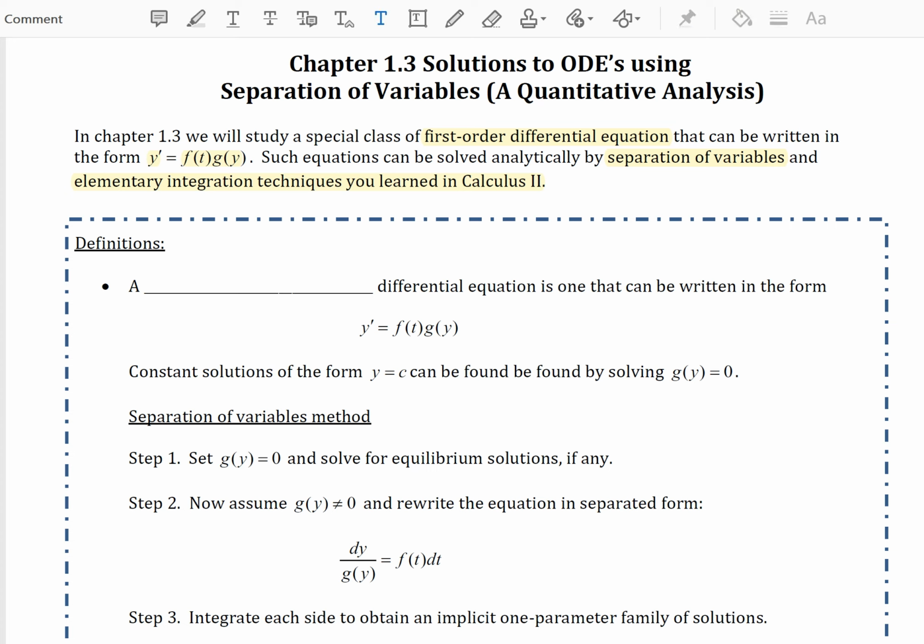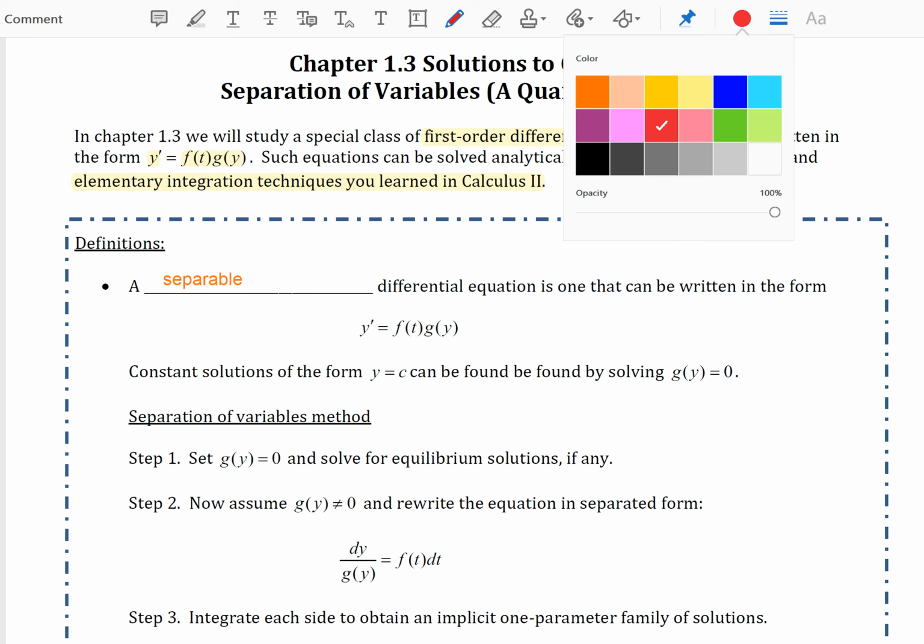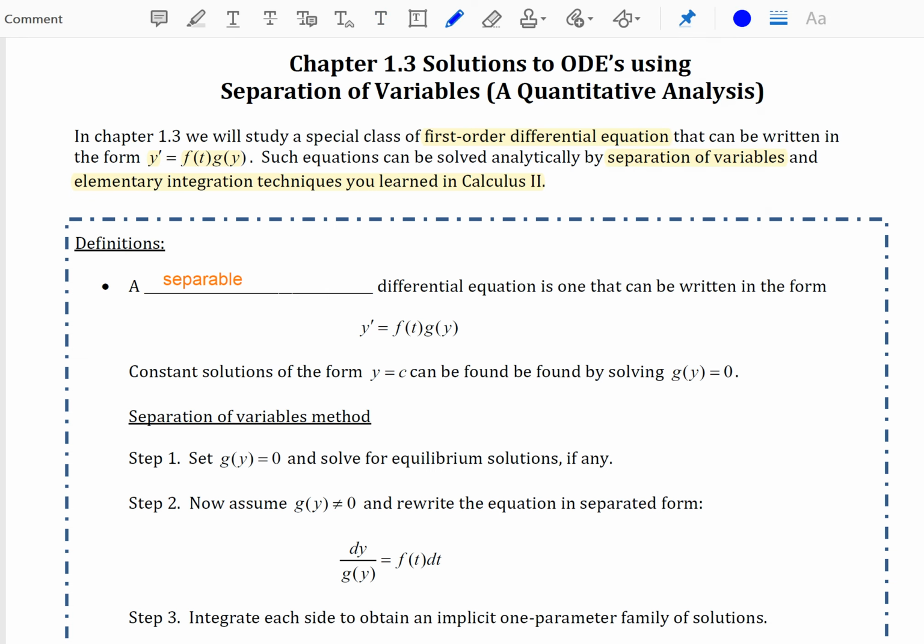To get started with this topic, let's look at some definitions. A separable differential equation is one that can be written in the form y prime is a function of t times another function of y. Constant solutions can be found by setting g of y equal to 0.